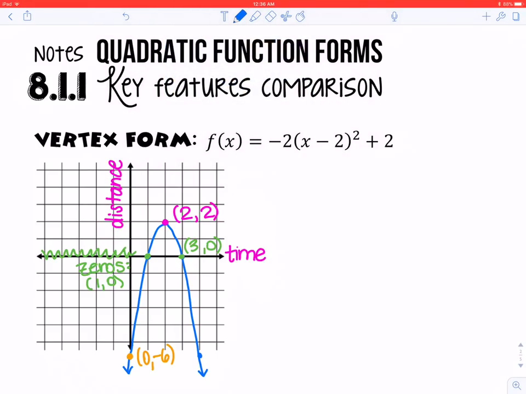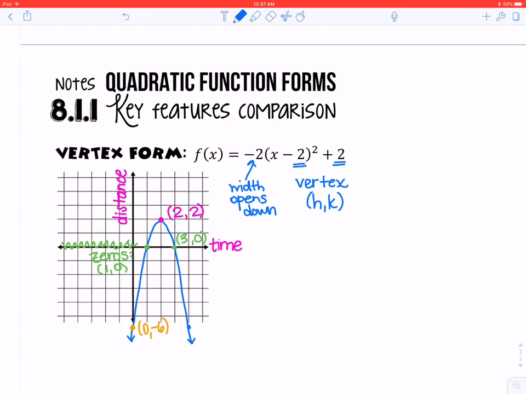In vertex form, we have our maximum or minimum value, our vertex at (h, k). We also, from that, since we know our direction of opening and our width, that would allow us to graph this function very easily and be able to find those zeros graphically, as well as find that y-intercept graphically.